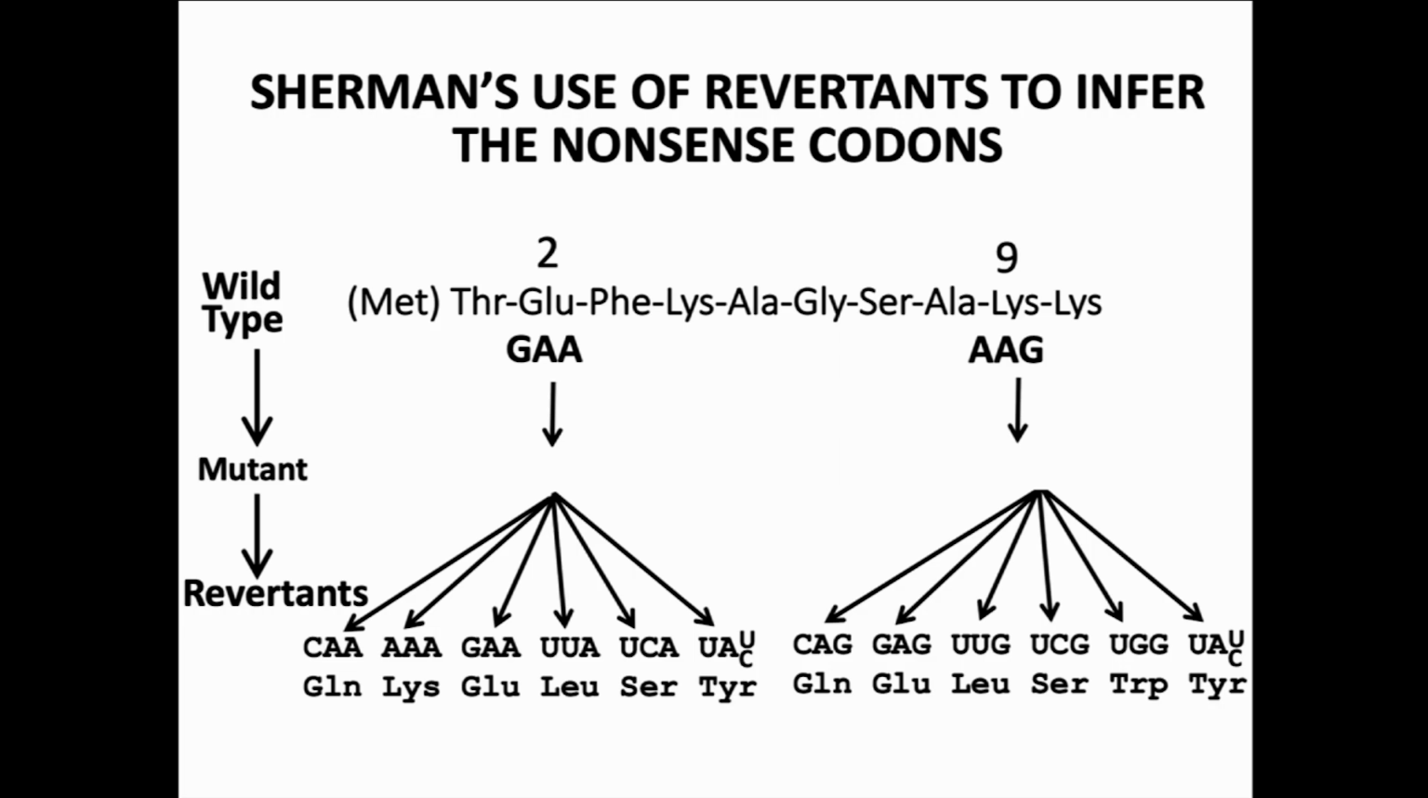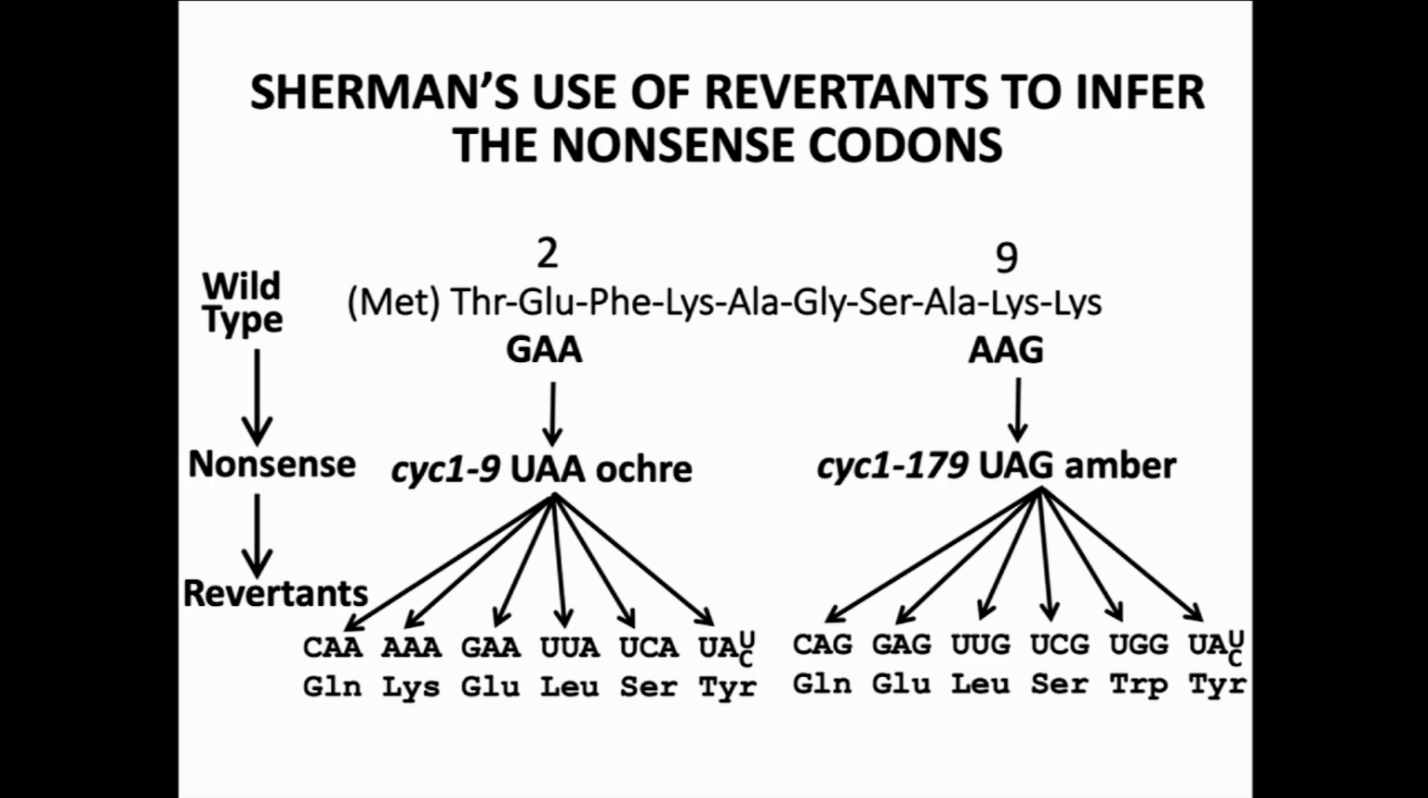So by isolating intragenic revertants of a single mutant, he noted that each one of these inserted amino acids at position number 2 had the E. coli predicted codon that was one base pair removed from the UAA stop codon ochre, identifying this as an ochre mutation, and similarly other mutations as ochre and amber in iso-1 cytochrome C.